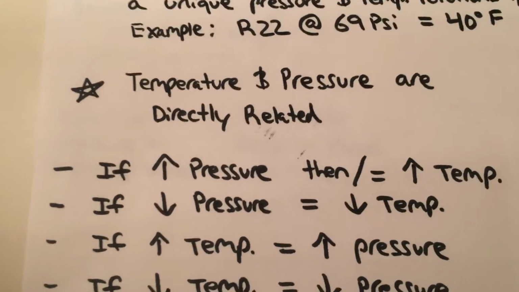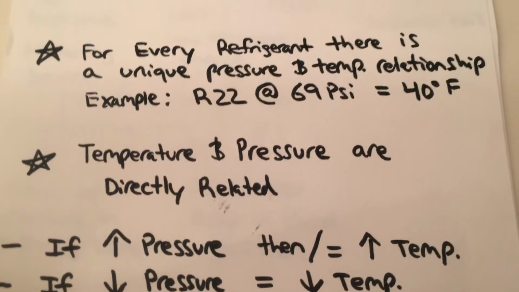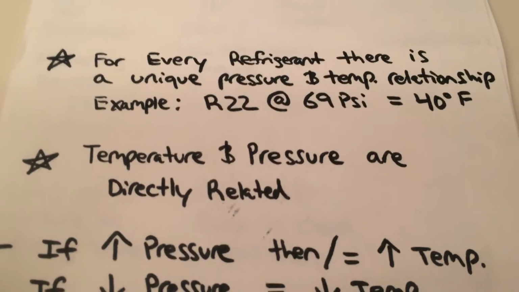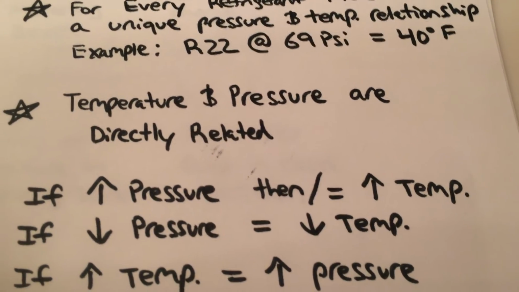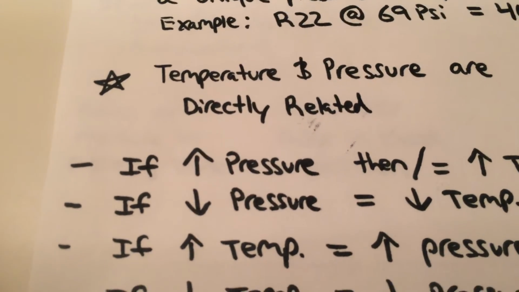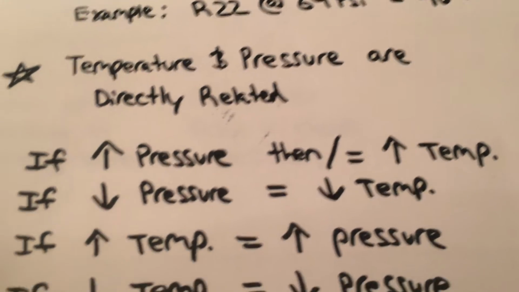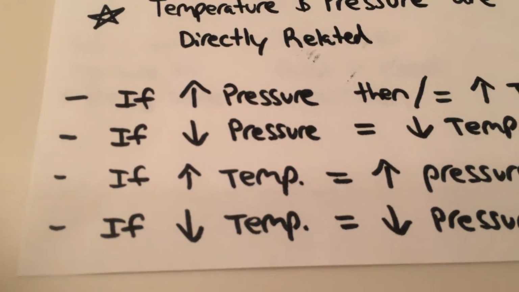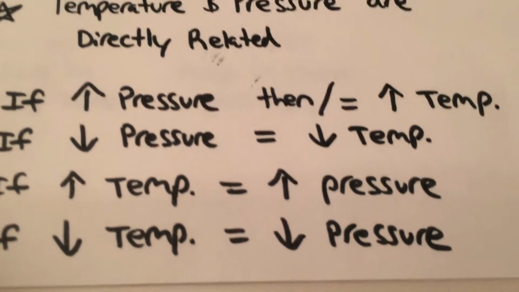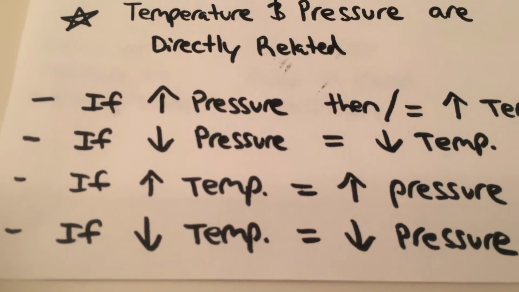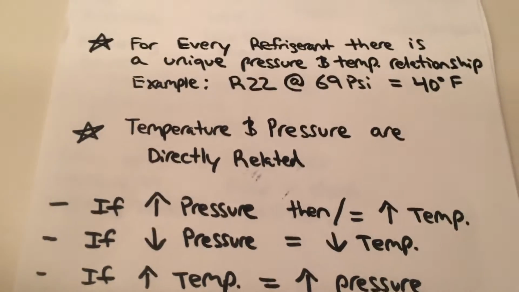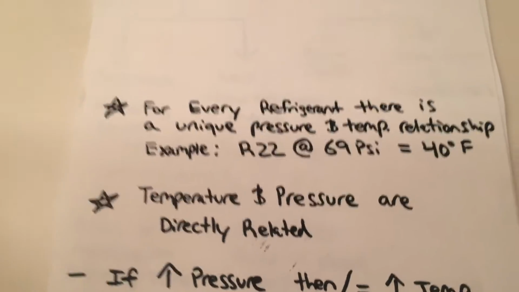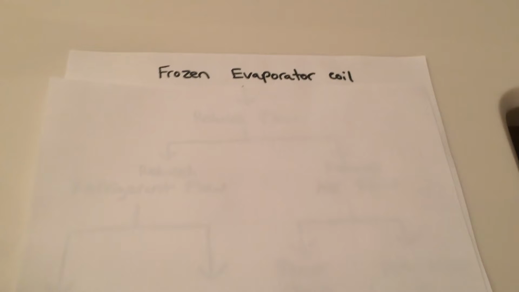So moving on to concept number two, temperature and pressure are directly related to each other. So if pressure goes up, then temperature goes up. And if pressure goes down, then temperature must go down. And we could say it backwards as well. If temperature goes up, then pressure goes up. And if temperature goes down, then pressure must go down. So now that we've seen these two concepts and understand them, we can move on to the flow chart and the reasons behind why the coil freezes.